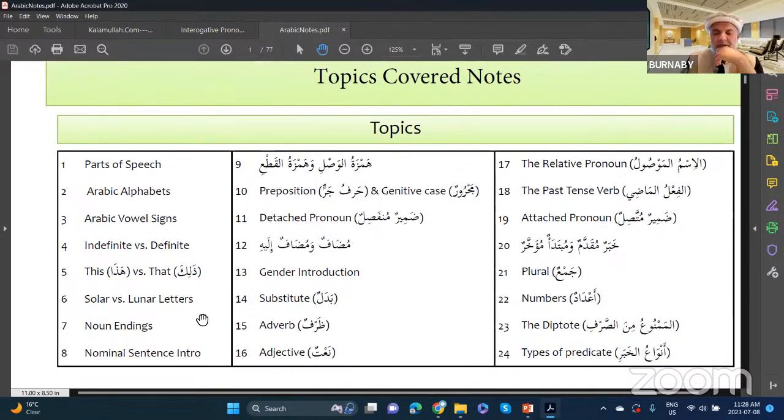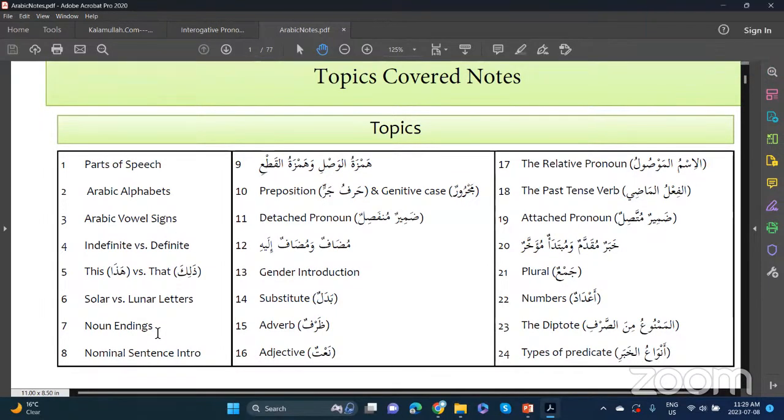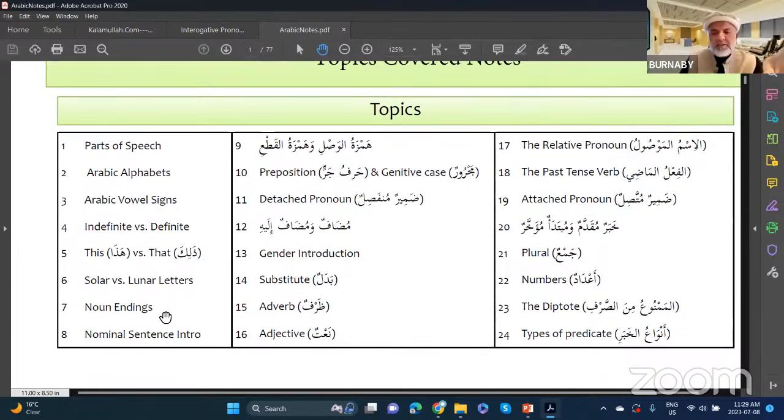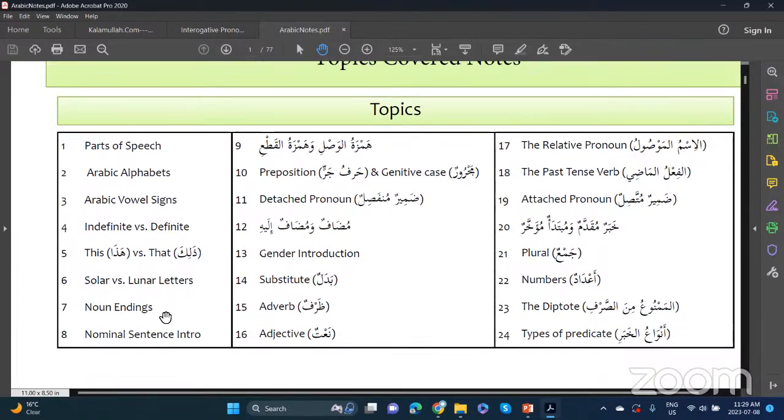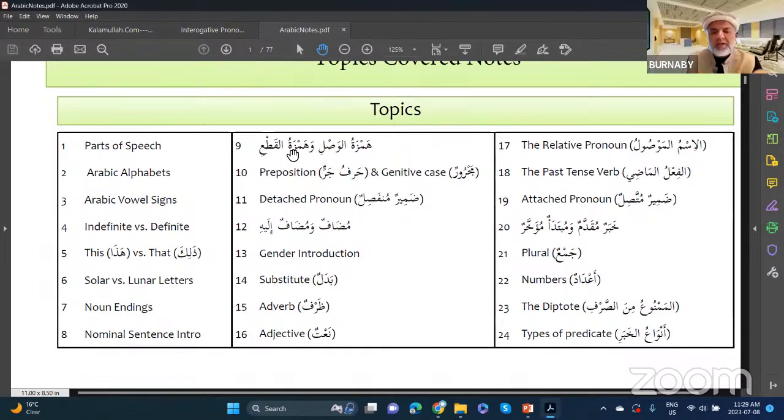Noun endings. Do we know the i'rab? Do we know the status? Yes. And what are the 3 statuses? Rafa, nasab, and jar. Yes? Alhamdulillah. Do we know Hamzatul Wasl and Hamzatul Qata? If you don't know, Hamzatul Wasl is pronounced when it is by itself, but when it comes with other words, then it doesn't get pronounced. Okay, but Hamzatul Qata is something you always have to pronounce. Follow? And I'll give you an example.